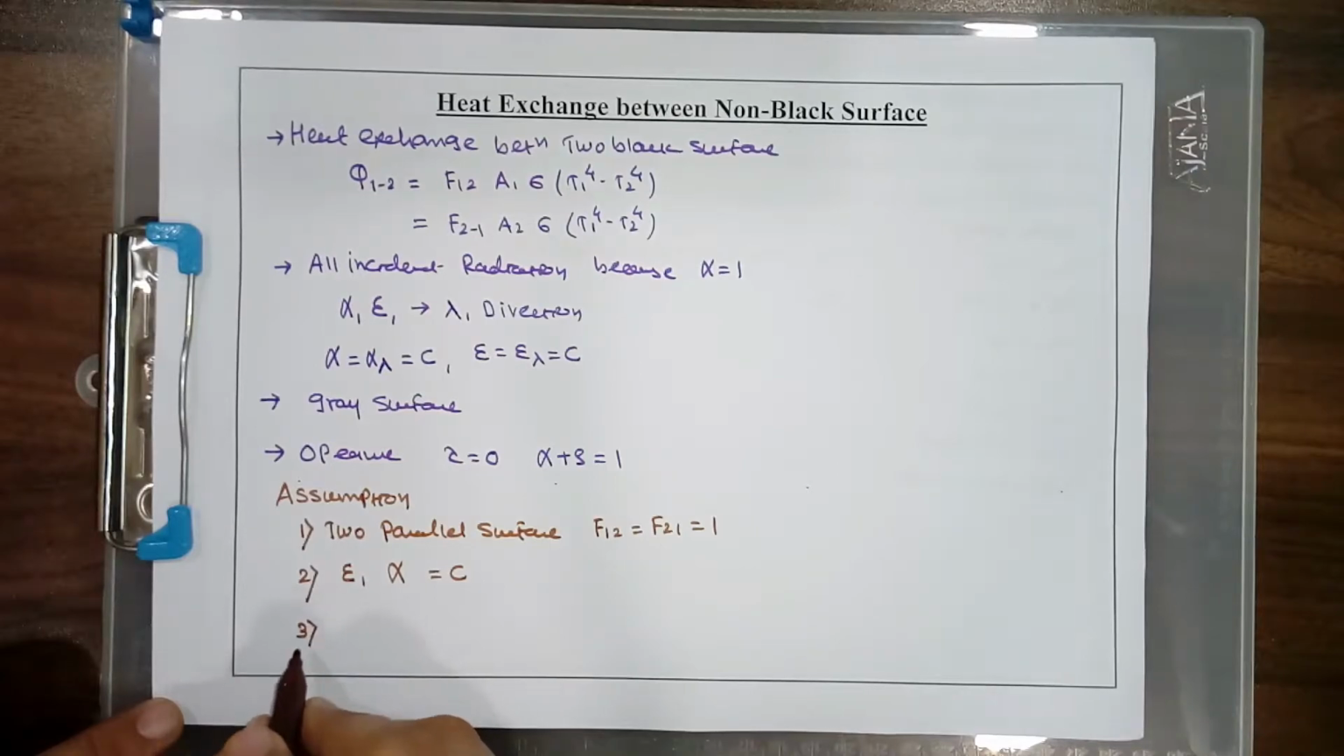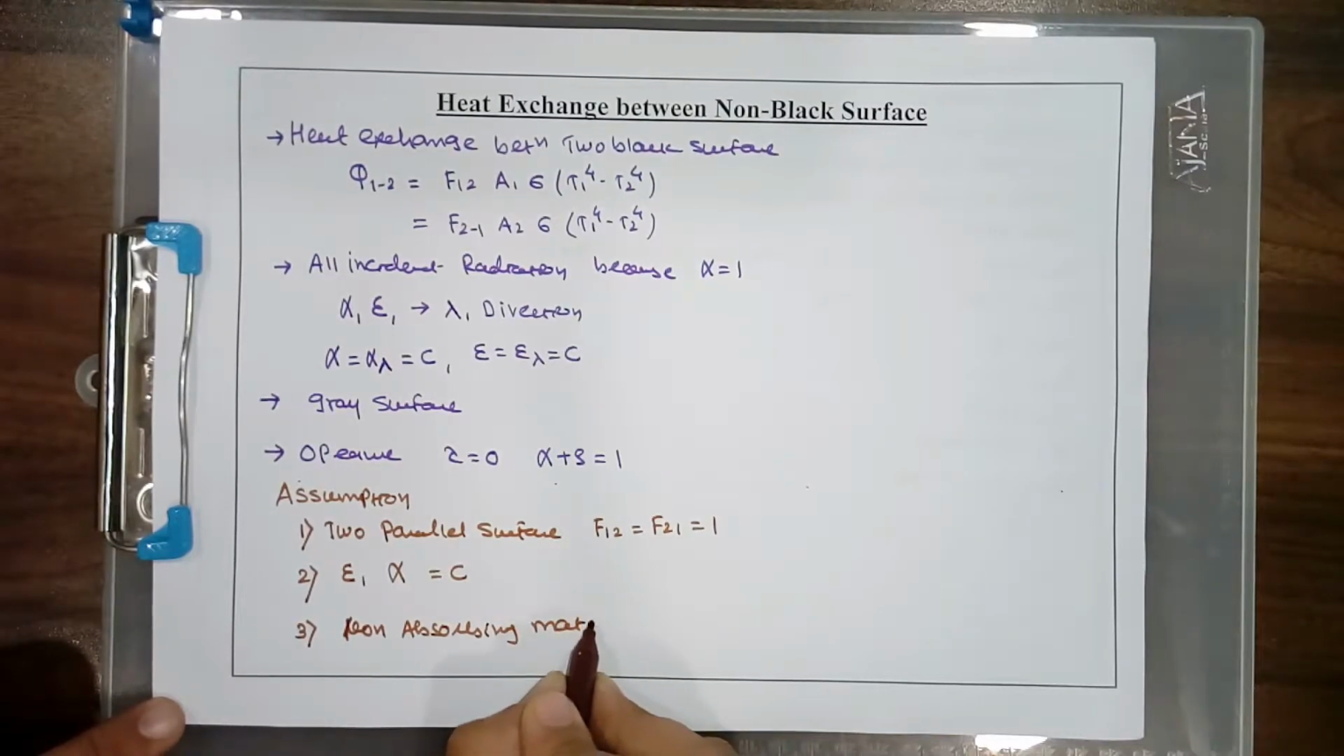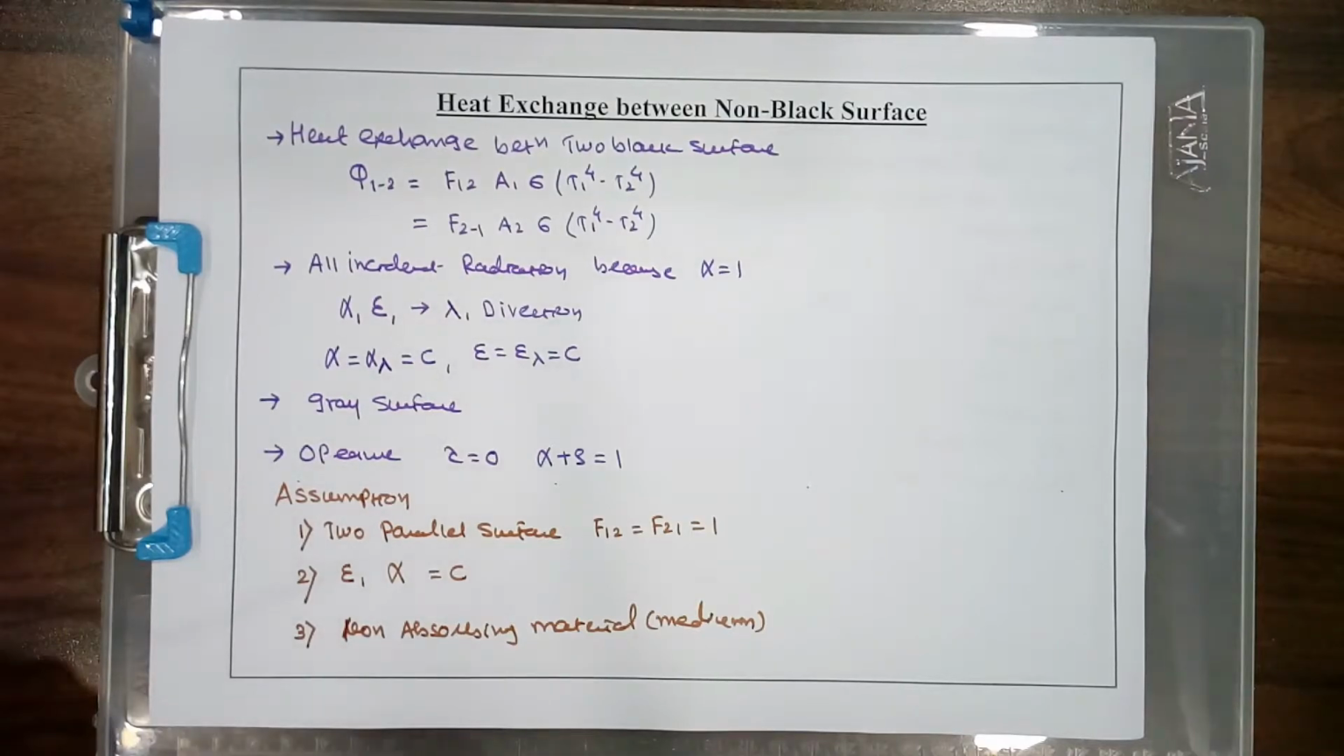Third assumption: a non-absorbing material or medium is present in between the two surfaces. It means when the energy emitted from one surface directly reaches the other surface, the medium in between the two surfaces does not absorb any fraction of the energy emitted from either of the surfaces. So these are the three main assumptions.